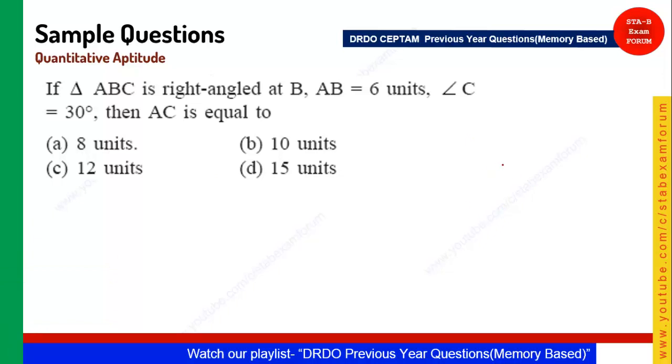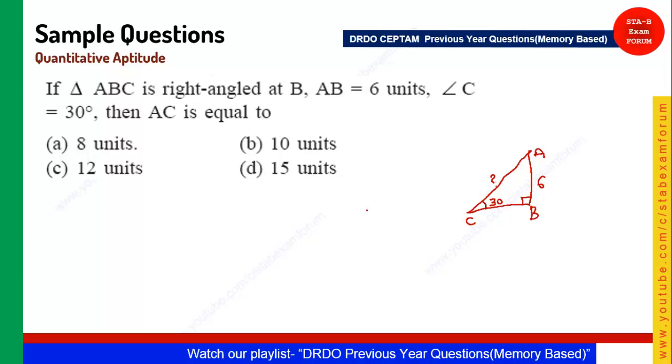So what the question says: if triangle ABC is a right angle triangle at B, so let's make a right angle. Okay, so right angle at B means this angle will be B. Okay, this is A, this is B, this is C. Okay, and AB is 6 units, so this is 6, and angle C is 30 degrees. Okay, so you need to find AC. So what is the length of AC? A very simple one, student.